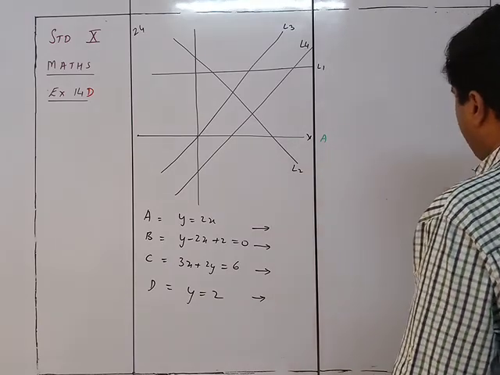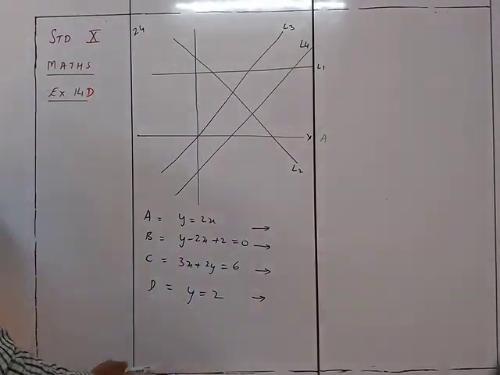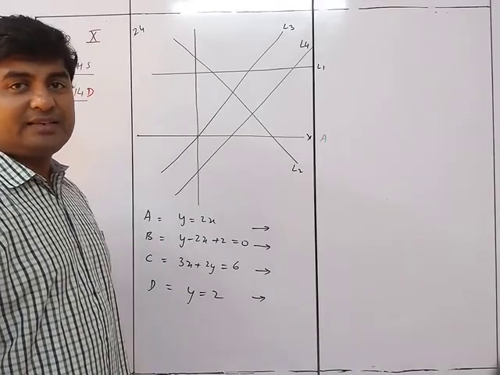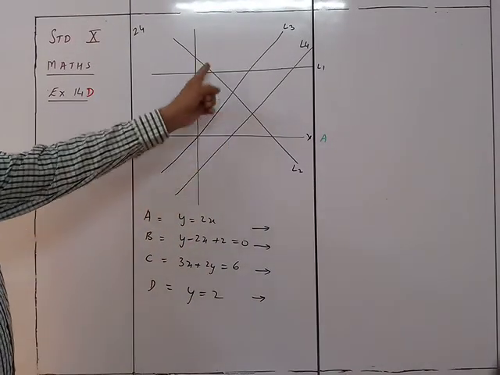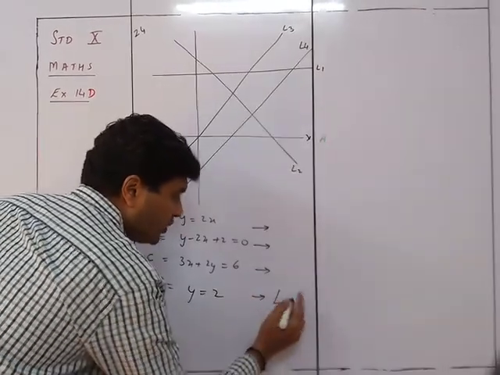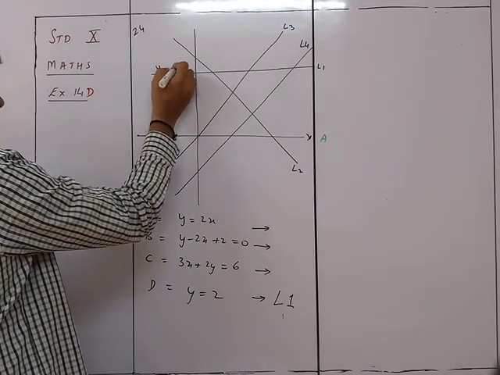So the first thing is equation y is equal to 2. Now y is equal to 2 means what? It is a line which is parallel to x-axis. Which is the line parallel to x-axis? This one. So yeah, this one is L1. For sure, this is L1. This is y is equals to 2.